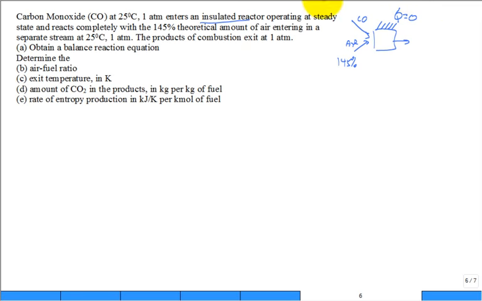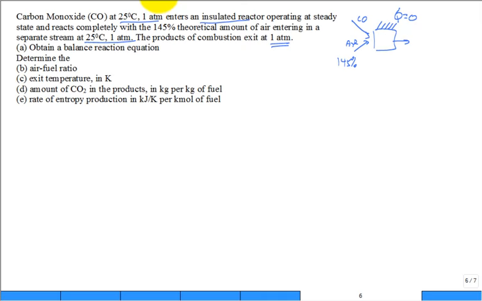It's operating at steady state. All the inlets are at 25 C and 1 atm. The products of combustion go out at 1 atm. Obtain a balanced reaction equation. So can you obtain that reaction equation?